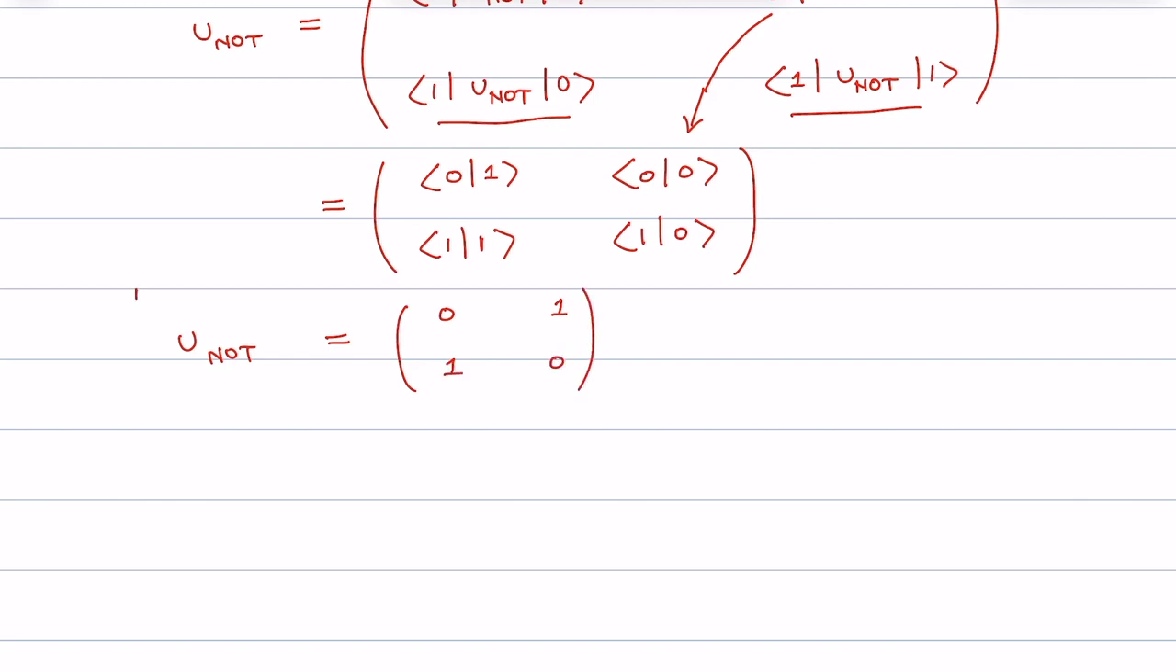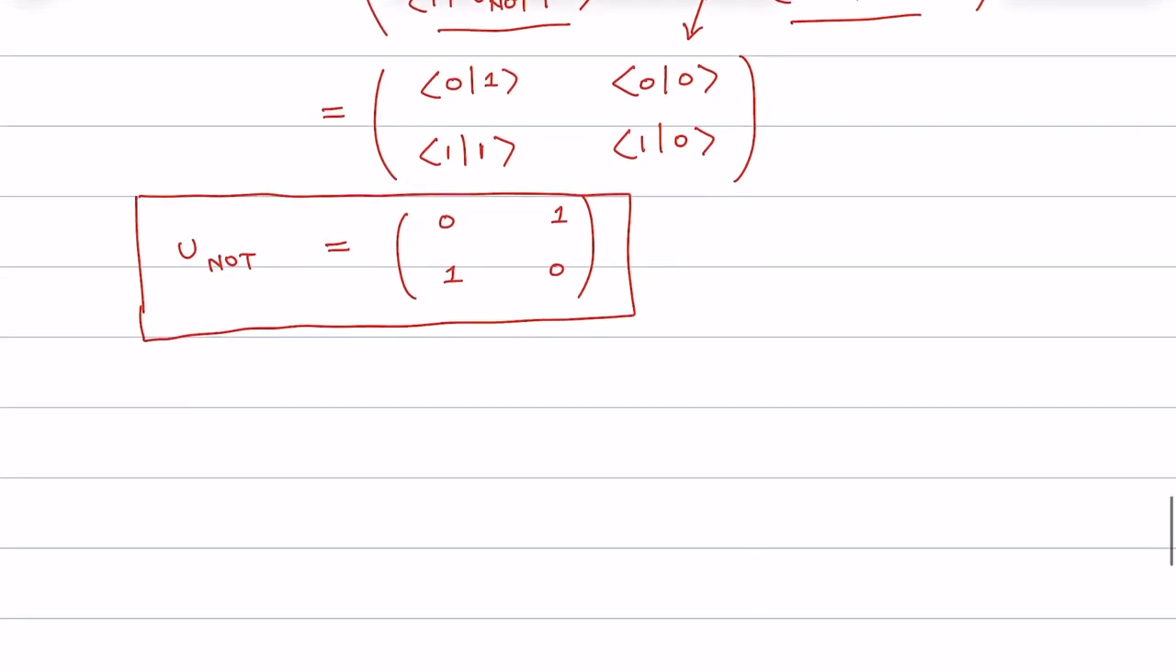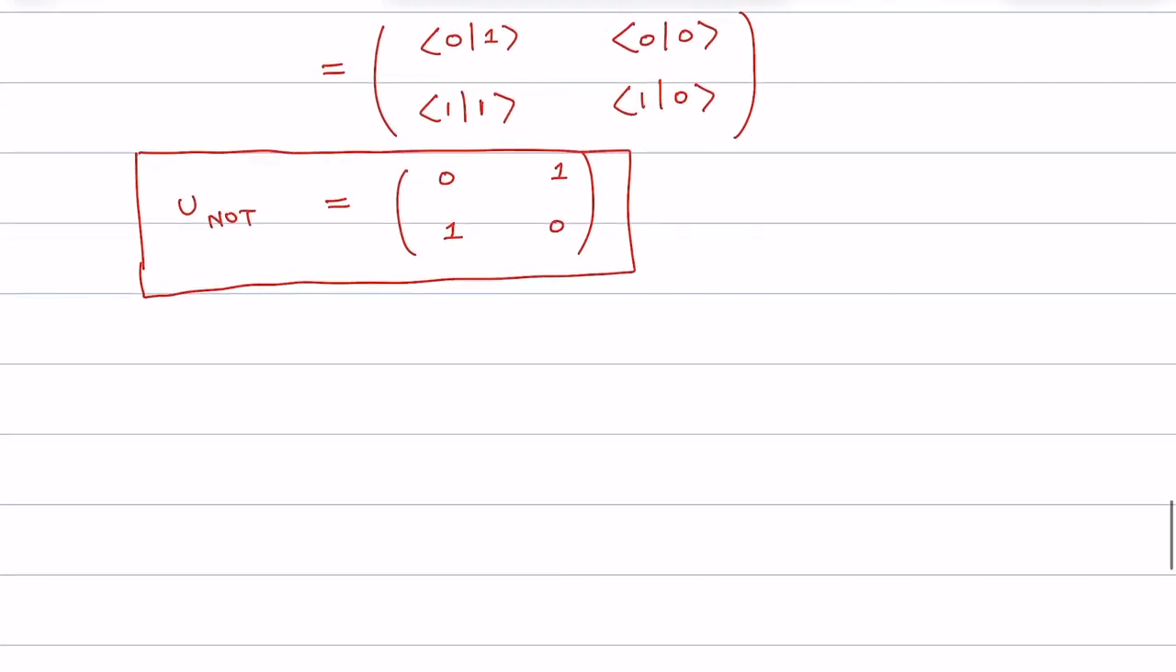And this is the procedure we can adopt for writing the matrix form of any quantum gate. This quantum gate is symbolically represented by this symbol. You just put an X here. This is the representation of a NOT gate.